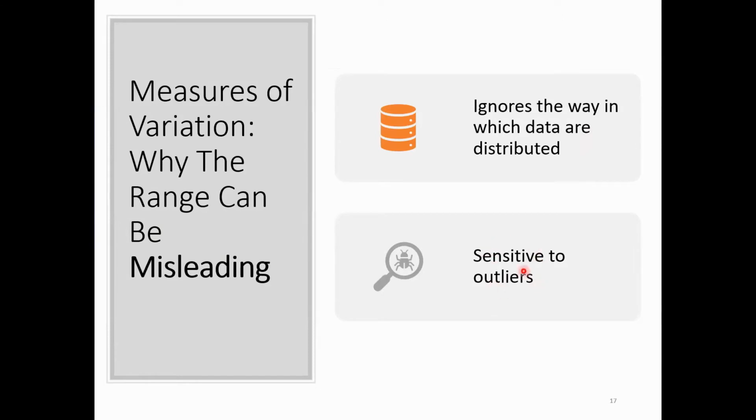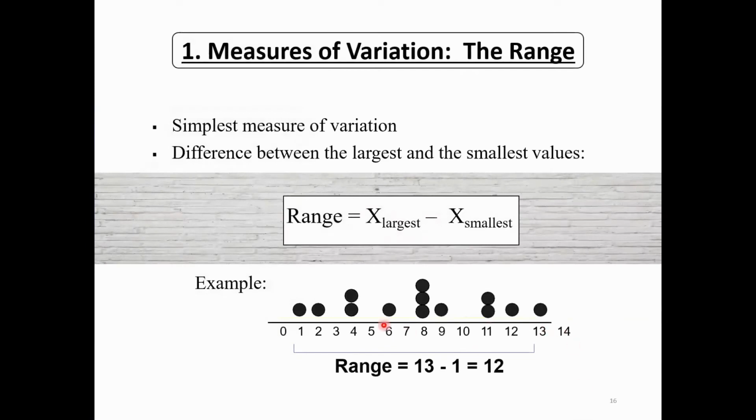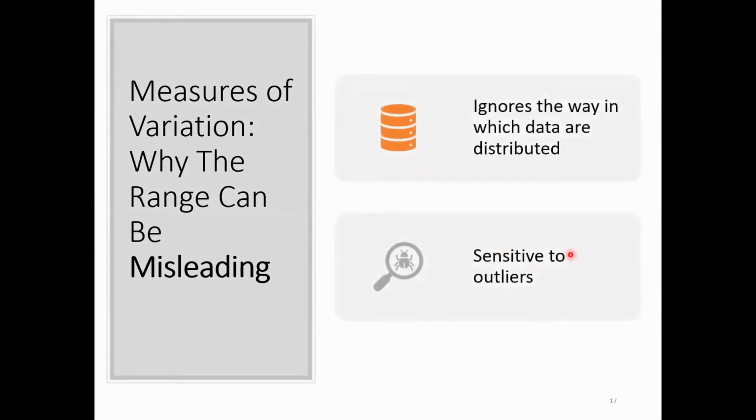And it is also sensitive to outliers, right? Now assume you have this data set, and then you have another data point, which is 100. Then your range would be 100 minus 1, which is 99. An observer who sees this range thinks the values are really spread out. But actually the values are between 1 and 13, and there's one outlier data point, which is 100. So that is why we say it's misleading. A second reason: it is sensitive to outliers.